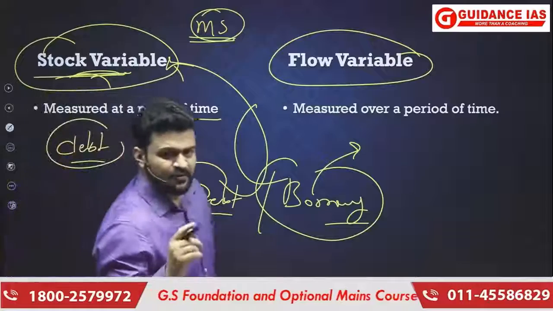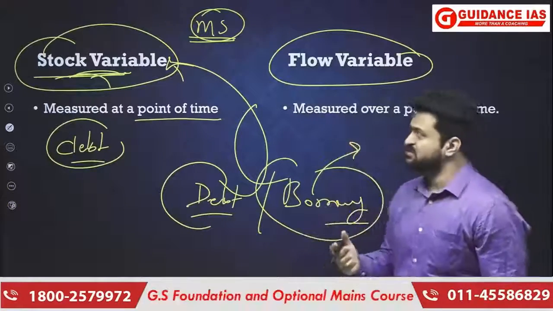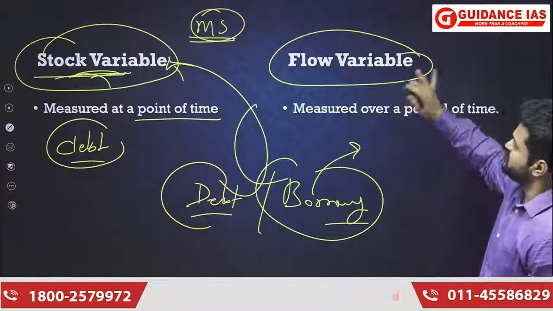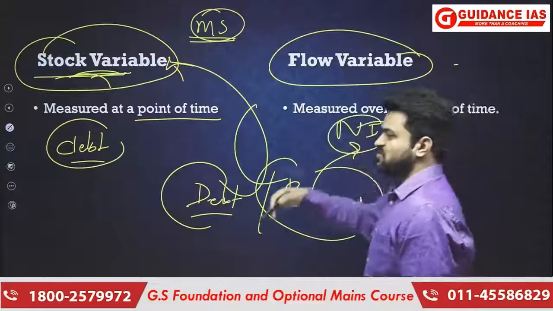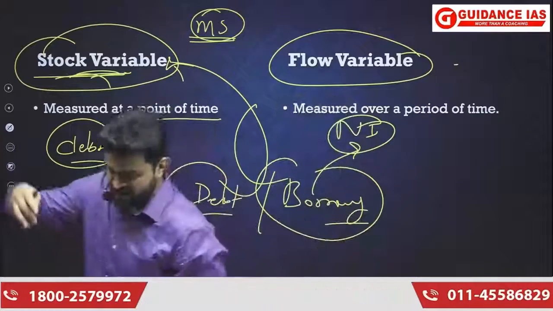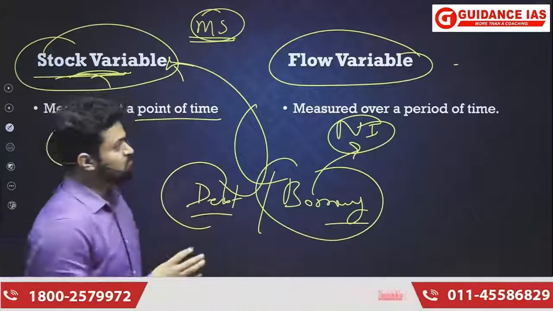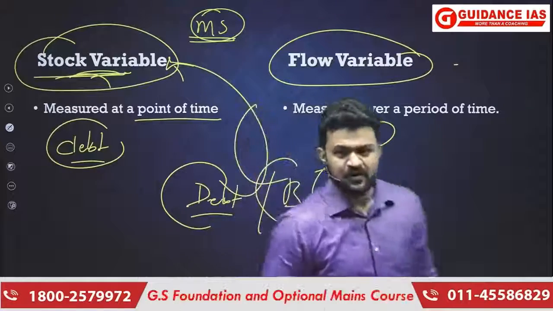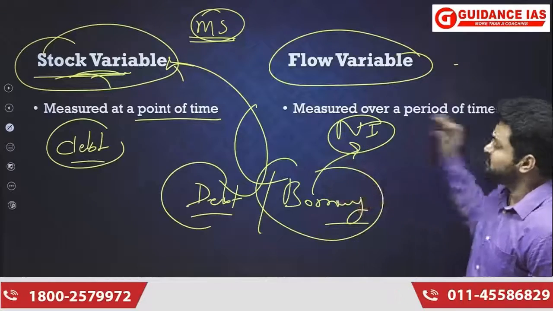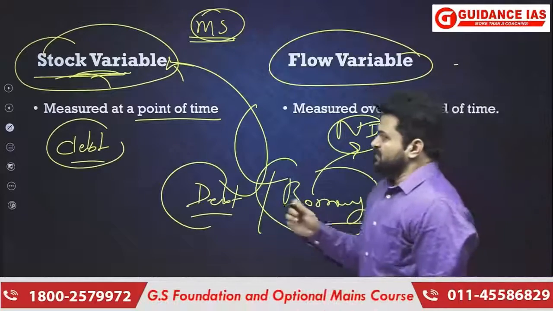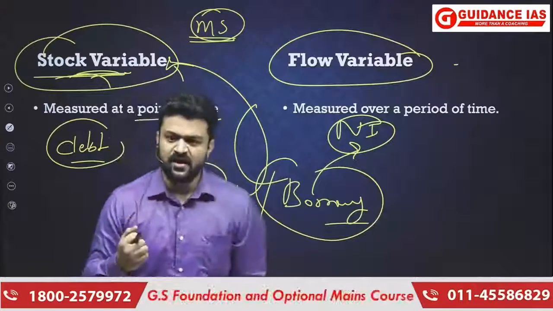While we have already covered the concept of national income, that is net national product at factor cost, you must know that that is a flow variable. You can't ask what has been the national income of India on 17th March 2022. You have to see what has been the national income of India in 2019-20 or 2020-21, over a period of time.